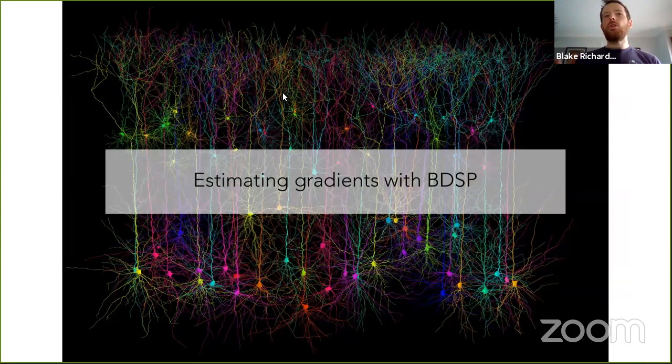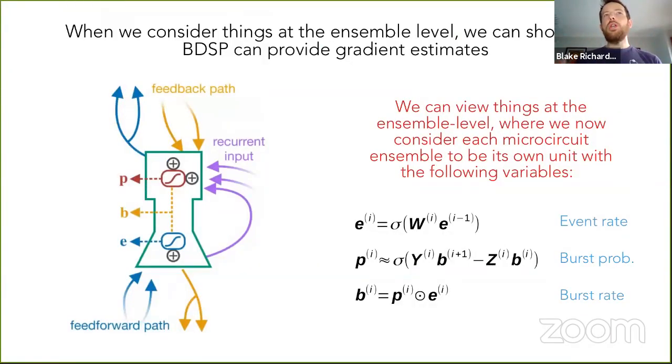Okay, so estimating gradients. Where we then went with this, which I think is interesting, is to step back a little bit and look at an ensemble level model, because these biophysical models are really cool. I think they tell us a lot. They're really good for making sure that we're grounded in experimental reality.